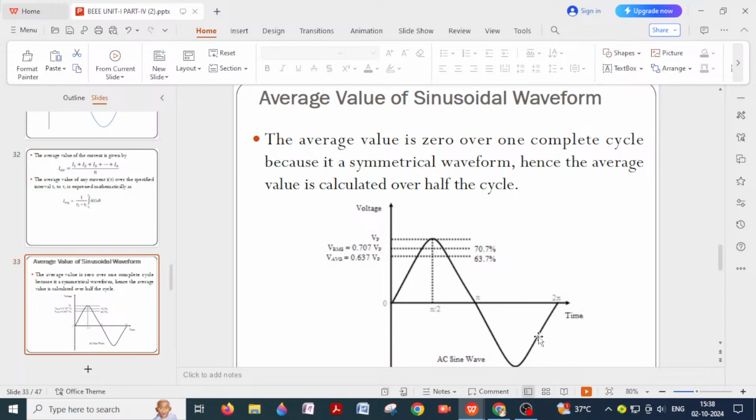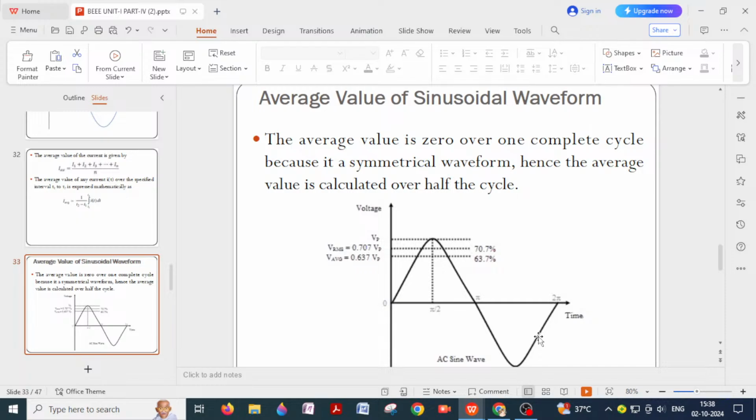So what is the length of this half cycle? The length of the half cycle is 0 to pi. This is pi. I will zoom it so that it will be more clearly visible. So the length of the half cycle is 0 to pi.